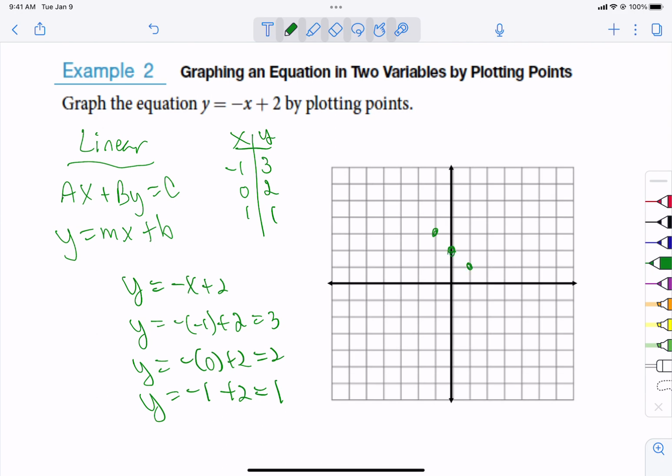And then don't just connect those 3 points, really stretch your graph across your graph paper, because especially when we go to maybe do a system or do a few different graphs all at once, it's helpful to have that graph stretched across your graph paper.